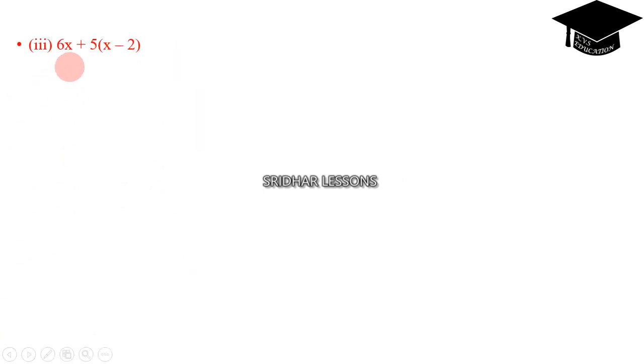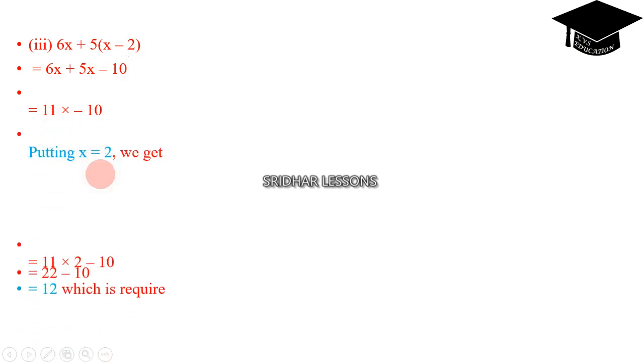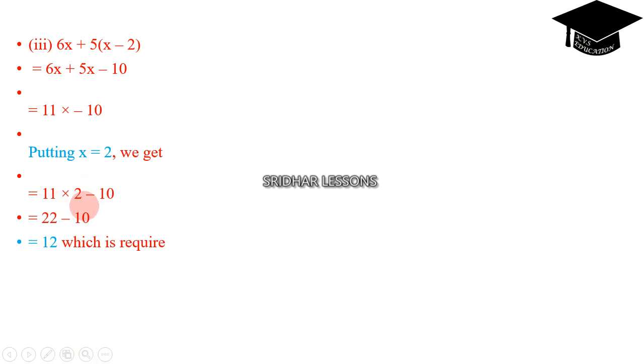Question number 3. 6x plus 5 into x minus 2 can be written as 6x plus 5 into x is 5x, 5 into minus 2 is minus 10. And we have to put the value x is equal to 2. That is 11 into 2 minus 10. 22 minus 10, which is equal to 12.